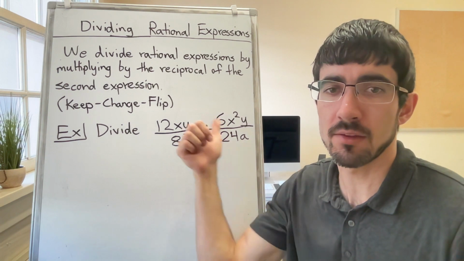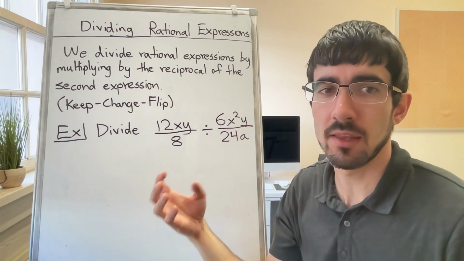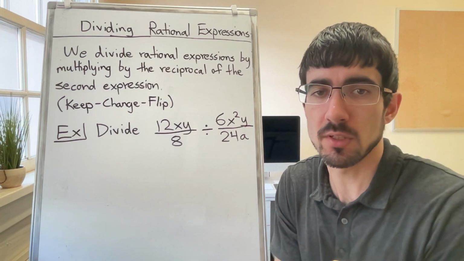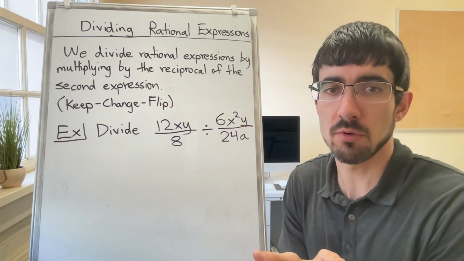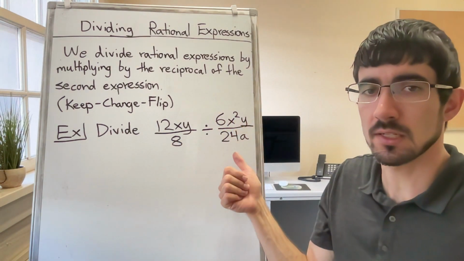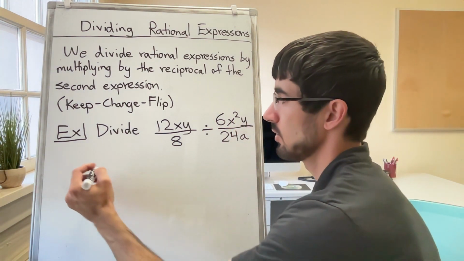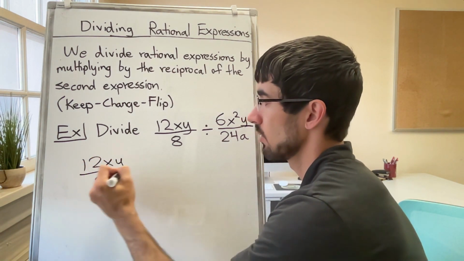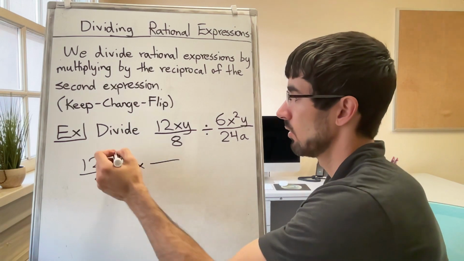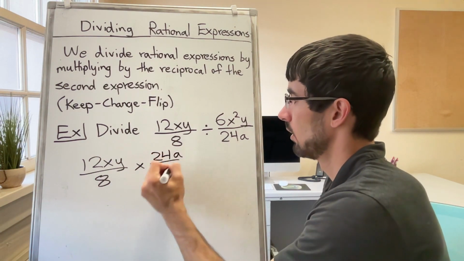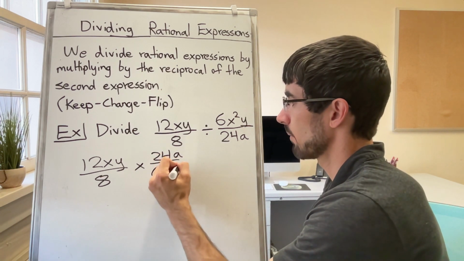So we're going to carry out the same procedure here and then convert this into a multiplication problem and then use what we've learned about multiplying rational expressions to move forward. If I'm supposed to divide 12xy over 8 by 6x squared y over 24a, I'll just immediately rewrite this as a multiplication problem. So here's our multiplication problem, 12xy over 8 times 24a over 6x squared y.